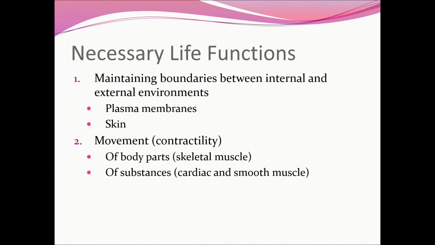Before moving on to the discussion on homeostasis and anatomic terminology, let's look at some necessary life functions. The first is maintaining boundaries between the internal and external environments. The plasma membranes of cells and the skin found in the integumentary system provide this function. The second function is movement, or contractility. The skeletal muscle will move our body parts, like our skeleton, through space and time. And the cardiac and smooth muscle will move substances through the body, such as blood and materials in the GI tract.